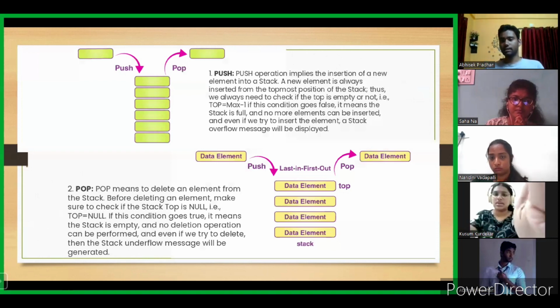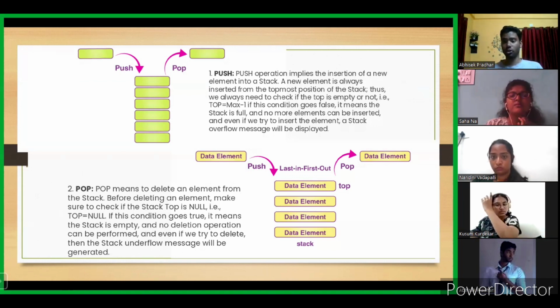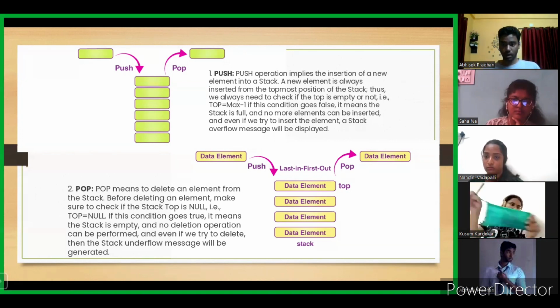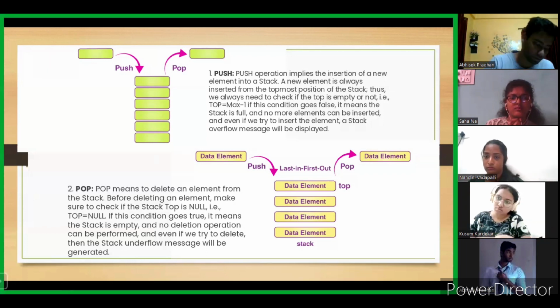Then in arrays, we had insertion and deletion, but in a stack, we don't use the terminology of insertion and deletion. We use the terminology of push and pop. Push is basically inserting the element into the stack, and pop is basically removing the element out of the stack. Now, what differentiates a stack from an array?